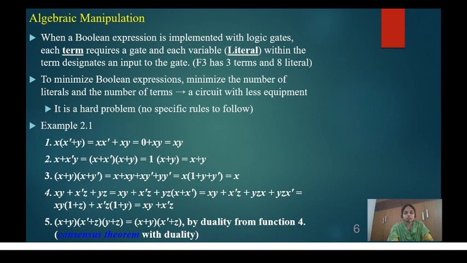Next, when a Boolean expression is implemented with logic gates, each variable is called a literal, and the expression can be represented by using gates. To minimize the Boolean expression means minimizing the number of literals and also the number of terms, so that the circuit will be less equipped. By using the formulas, we can minimize the Boolean functions. So here x into x complement plus y can be minimized as xy by using the identities we are using here to minimize the functions.